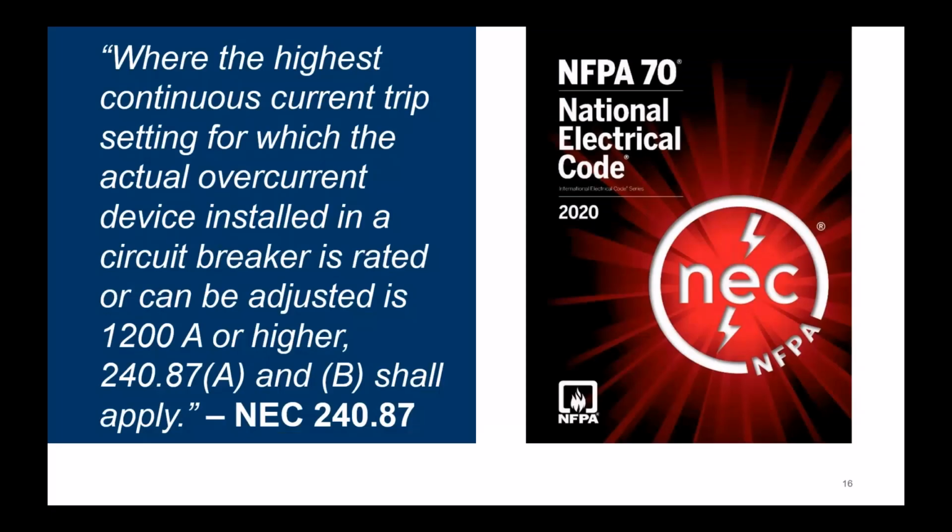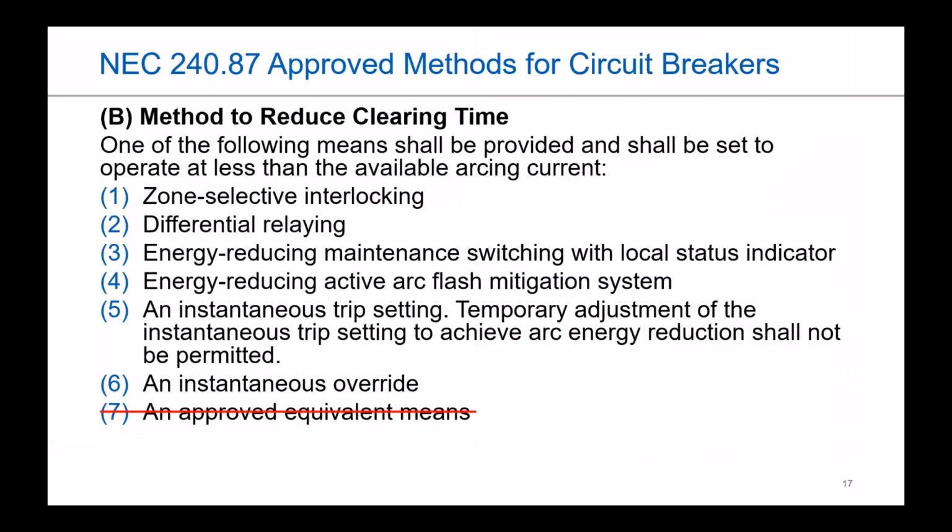Now we'll dive into the National Electrical Code, taking a look at Article 240.87. What this states is that where the highest continuous current trip setting for which the actual overcurrent device installed in a circuit breaker is rated or can be adjusted is 1200 amps or higher, then sections A and B shall apply. When we look at section B, it's asking how can we reduce the clearing time? And that's what I want to focus on.